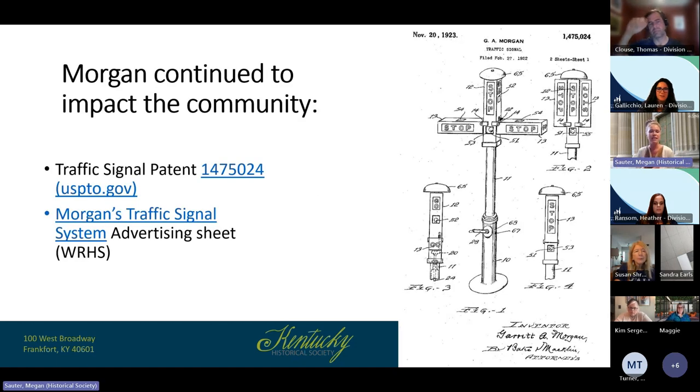And then taking that skeleton of the unit, you can also introduce other patents and designs. So Morgan continued to impact the community by inventing other goods. This is an example of his traffic signal patent. So somebody would be standing there and cranking it. So one of the first stoplights. There's also another advertising sheet from the Western Reserve Historical Society that you can zoom in to learn more or do the VTS with it again.